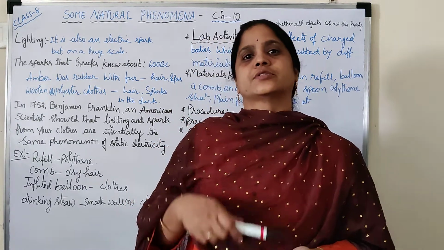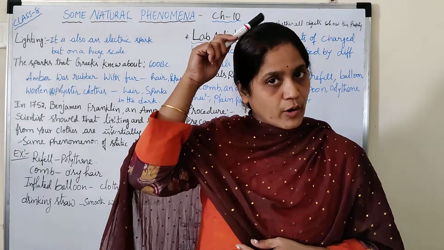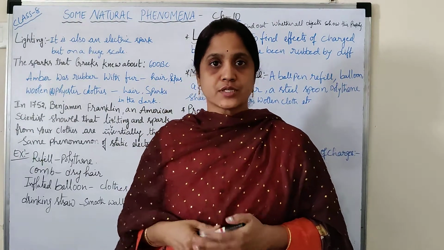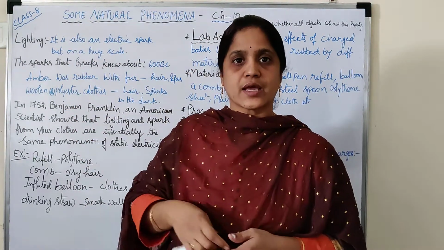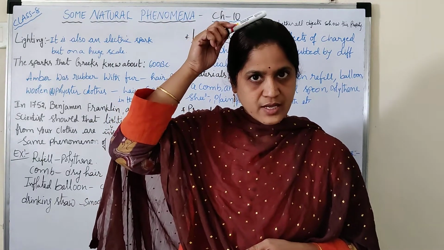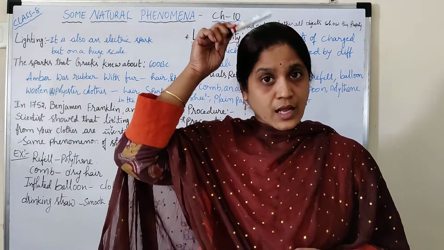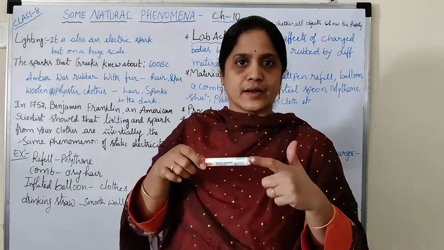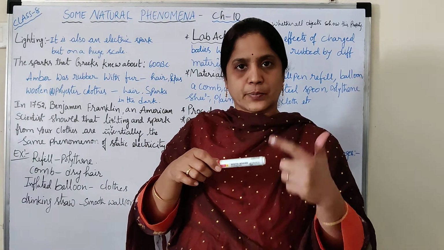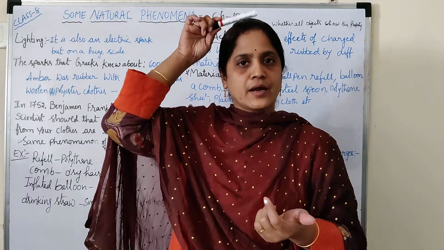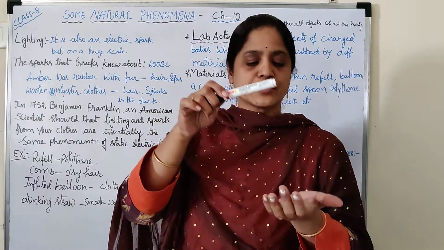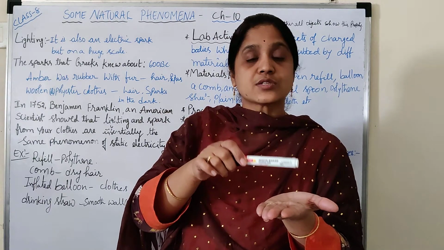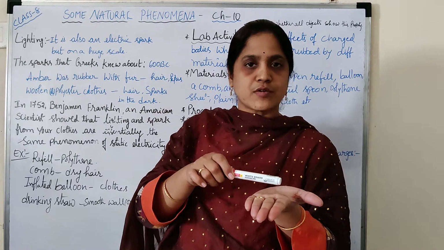Then take the comb and rub it on your dry hair. Here I applied oil, so that's why I'm unable to do this activity. So take the same plastic scale and rub it on your dry hair several times. The part you are rubbing, you should not touch with your hand. Take that precaution after rubbing, and bring this comb nearer to the bits of paper. It should not touch the paper. Just bring it nearer to the bits of paper.